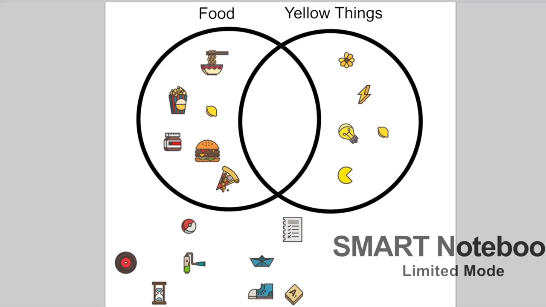Hamburger and pizza. Okay, now that we've gone and classified these things, one of these objects appears in both circles, and that's the lemon, which is both a food and a yellow thing. So I'm going to go ahead and keep it there. Also cross it off on this side. So in our Venn diagram, we see that the relationship between the set of information of food and the set of information of yellow things is that there's a middle ground where a lemon is both a food and a yellow thing.